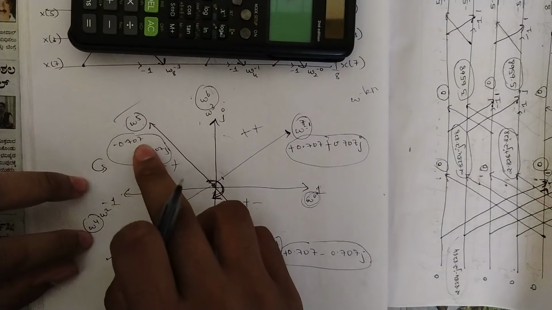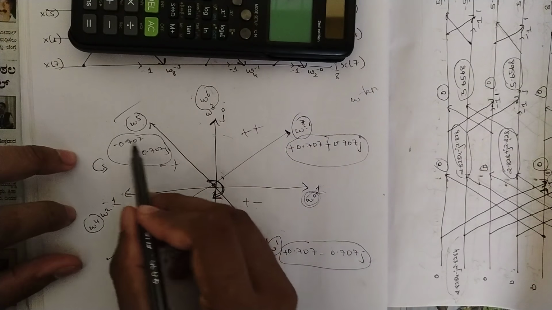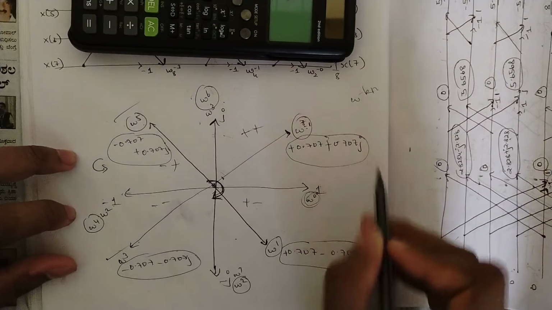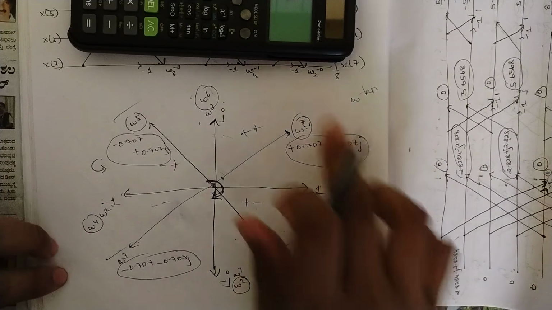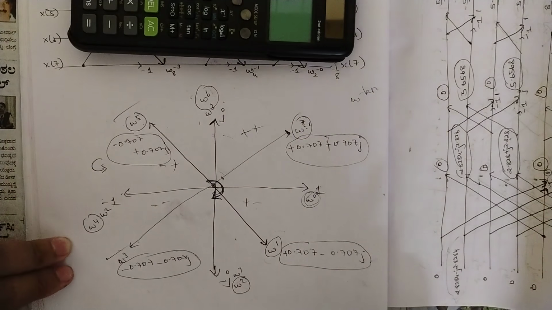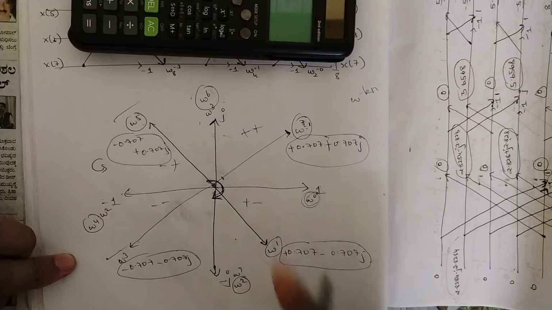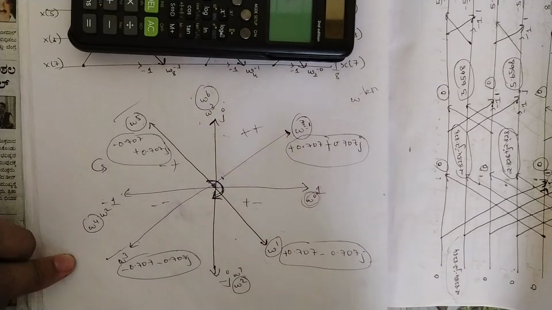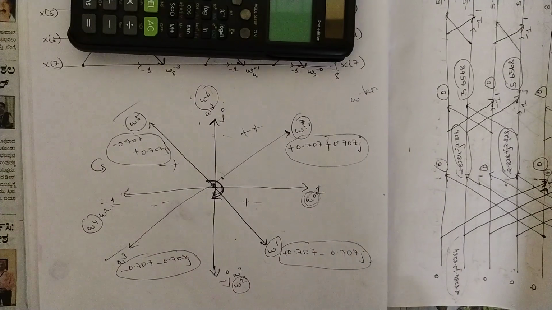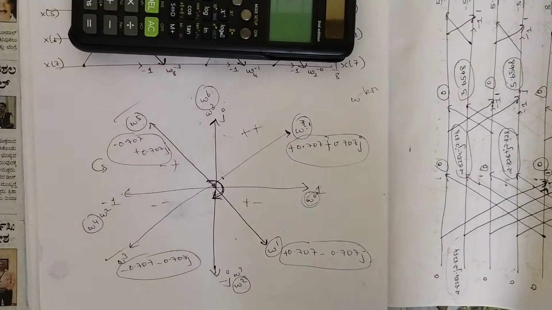And these intermediate terms are common for all: 0.707, 0.707j. Okay, you should be remembering that. And like this, we can remember the values of W power kn or minus kn for DFT and IDFT for 4-point and 8-point, both of them. Okay, so hope this is clear.